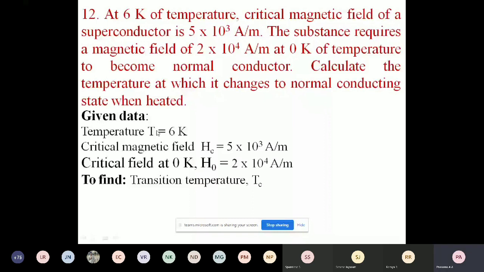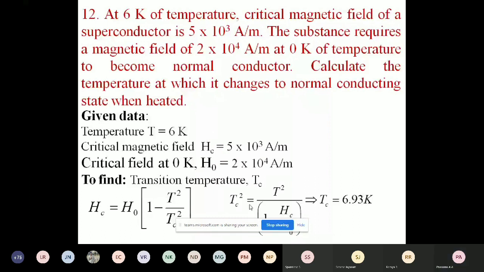Okay, given values are T, that is 6 degree Kelvin temperature. At that temperature, we have the critical magnetic field. And magnetic field at 0 K is given, that is H naught. And the formula is the same that we used in the earlier problems. H equal to H naught into 1 minus T square by Tc square. Right, here T is given, 6 Kelvin, Tc is to be calculated. Simplify this equation and obtain the answer. That would be 6.9.